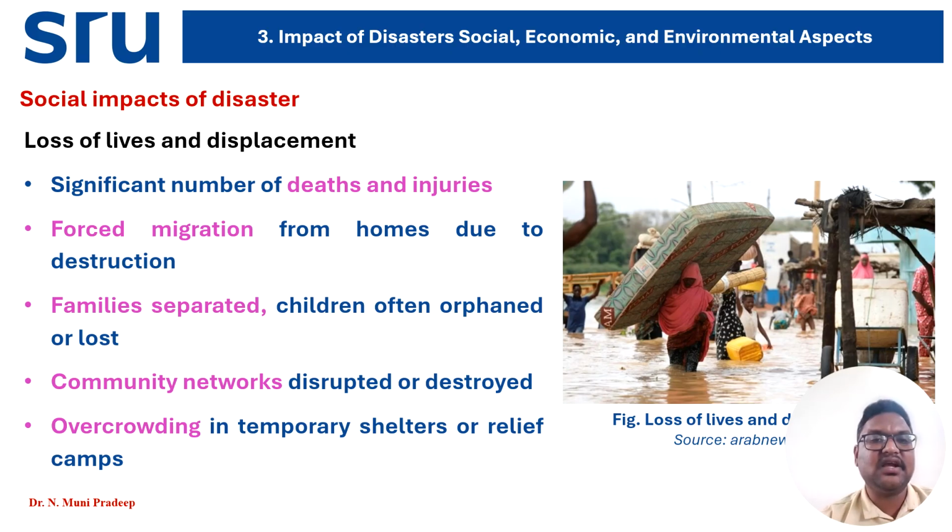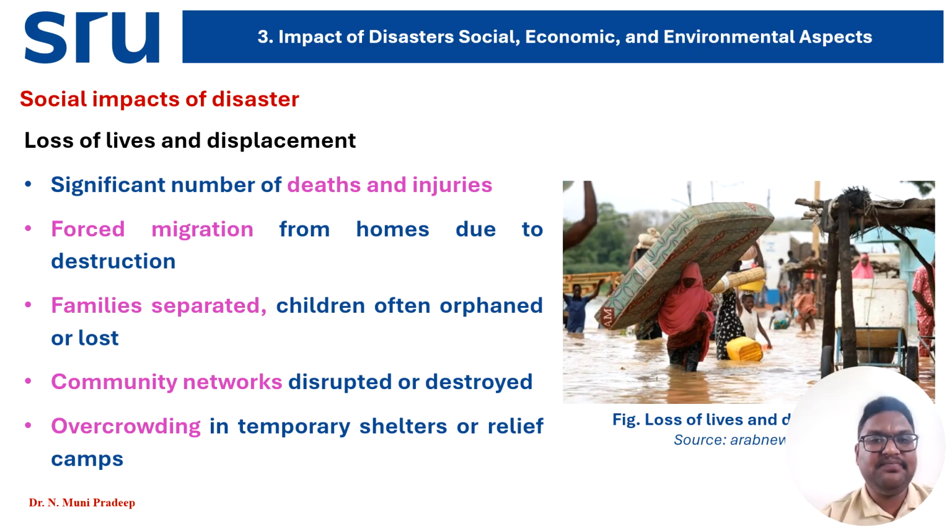The next one: community networks are disrupted or destroyed. Communities are built on networks of neighbors who help each other, local leaders who organize welfare activities, temples, churches and mosques that serve as community centers, and markets that provide livelihoods. When a disaster destroys a neighborhood, it does not just destroy the buildings, it scatters the people who made those buildings a community. Rebuilding the physical structure is relatively straightforward, but rebuilding the human network takes far longer. Sometimes it is impossible.